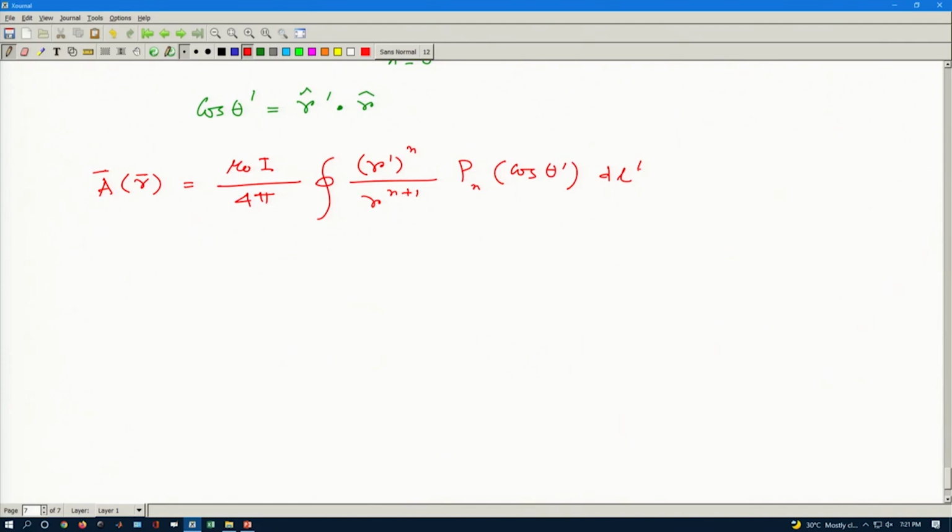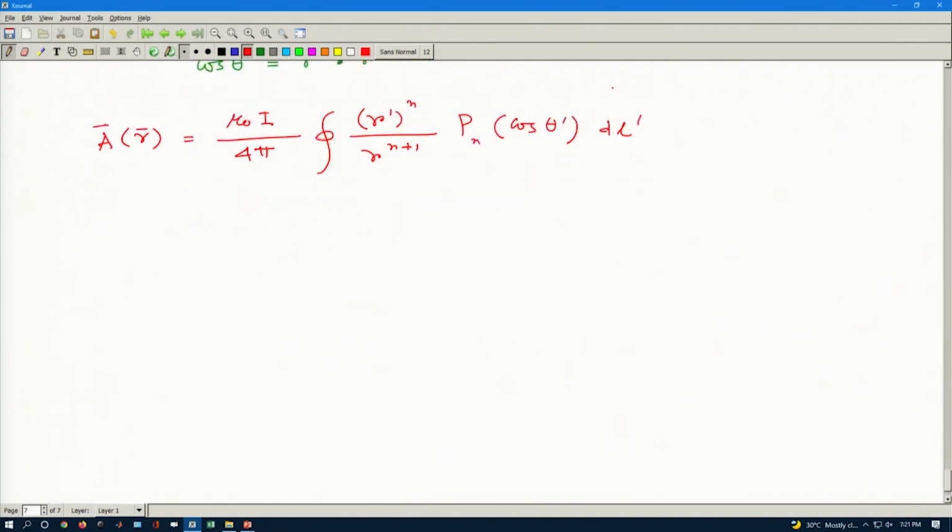That is the expression we have. Now, what we do, we just expand. Okay, one summation sign I am missing. So, it should be sum over n from 0 to infinity.